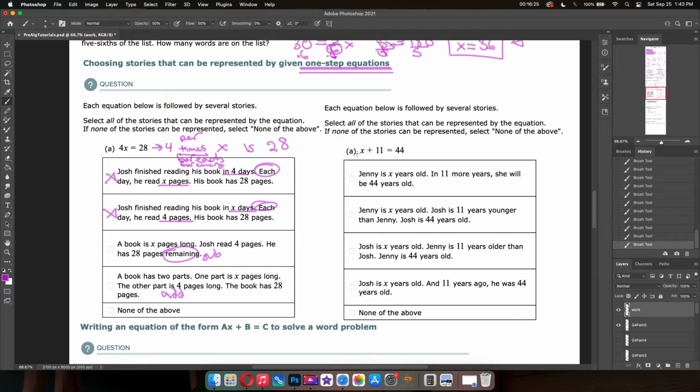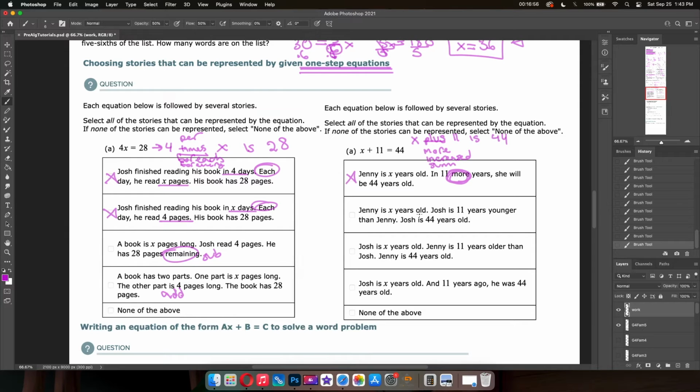Over here now we have our operation, which is in fact x plus 11 is 44. Now, what are our words for plus? We have more than, we have increased. I don't think it'll be in this, but we have the word sum. Those are the kinds of words we're looking for. So Jenny is x years old, and in 11 more years, there's one of our keywords, she will be 44. So that's the one we want.